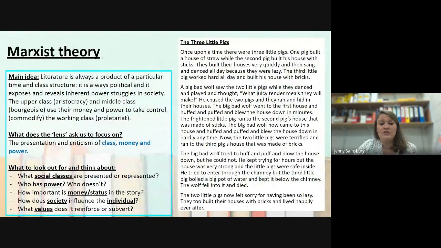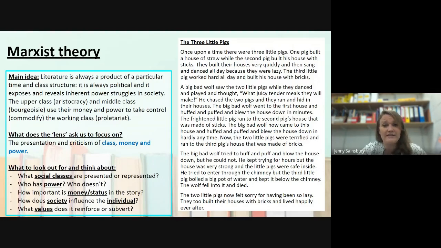So the first one we're going to look at, we're only going to look at three. There are many different literary theories, but we're only going to look at three. The first one we're going to look at is Marxist theory. Now, Marxist theory is named after Karl Marx, who developed the Communist Manifesto at the end of the 19th century. And his belief was in socialism, was in the power of the working classes, and he believed that the upper classes, in this case the aristocracy, abused their power over the working classes.